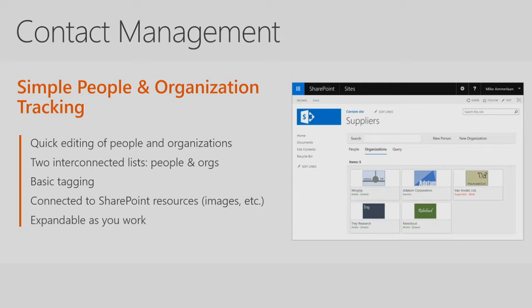So the way that this solution is actually implemented is that it uses 3 SharePoint lists. You have a set of people, you have a set of organizations, and then there's a third list for actually representing a set of tags that you can use to tag organizations and people. It allows you to connect to SharePoint resources, so things like documents and images. So if you actually want to associate an image or a document with an organization, you can do that. It's also designed to be very quick to edit. So you can actually pop in, edit a contact or edit an organization, and then pop back out without too much work. And then finally, it's also extensible. So let's just take a look at what this looks like.